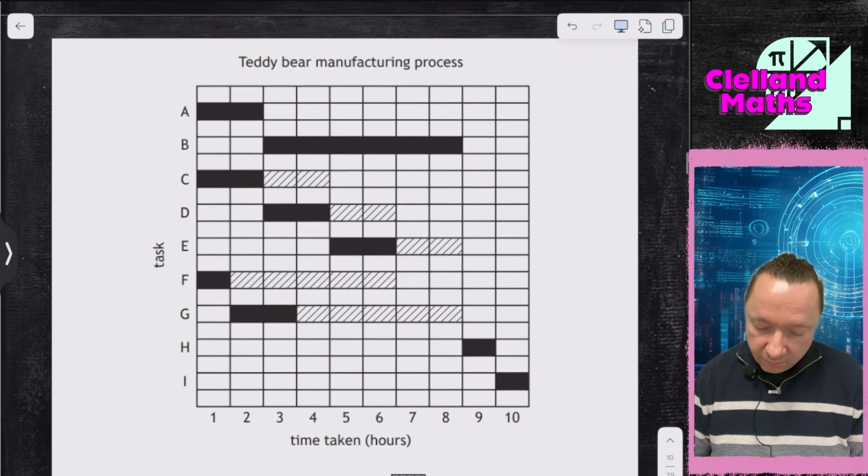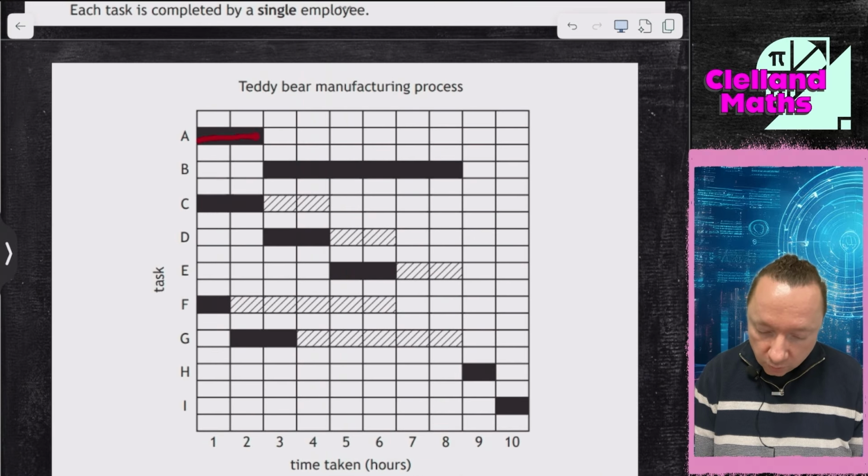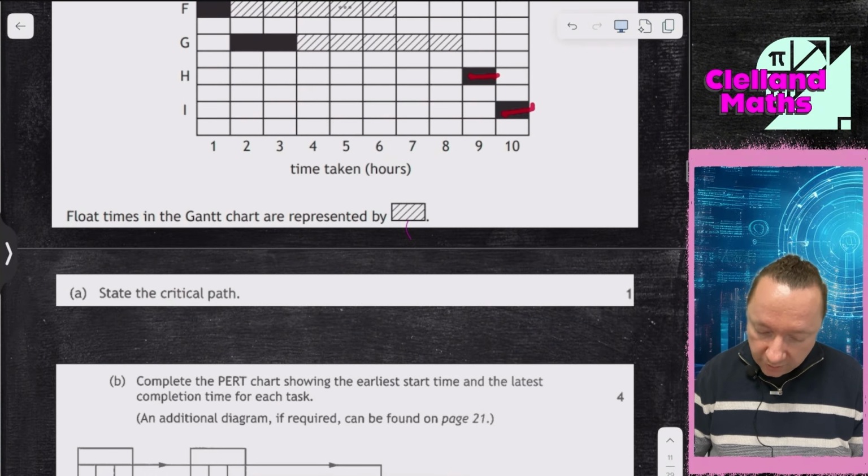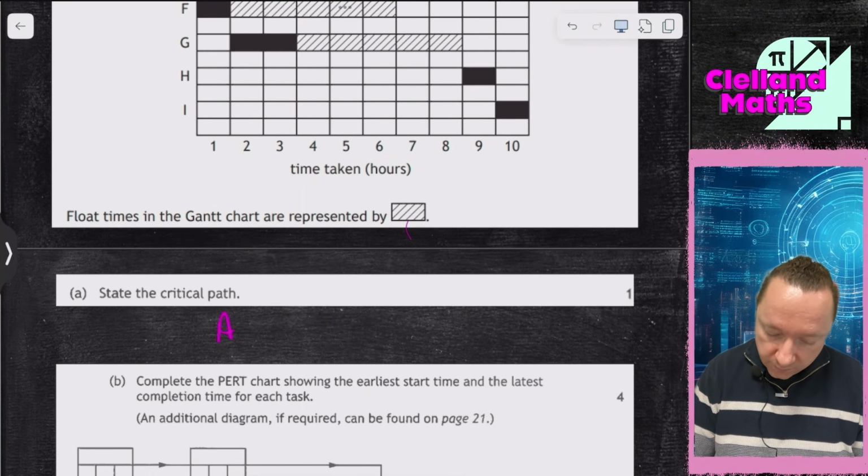So state the critical path first of all. Well, that's just the tasks with no float. A, B, H and I, and they all go into each other. So A, B, H and I to start with.